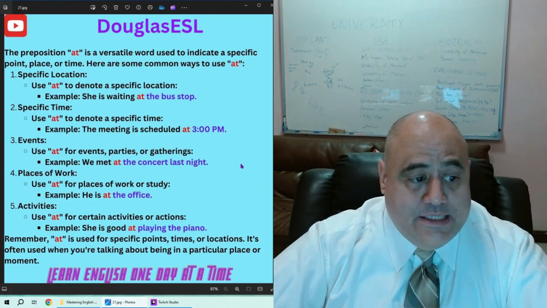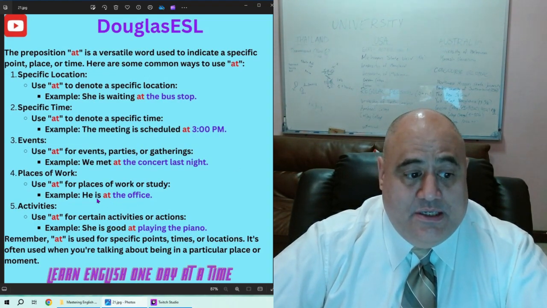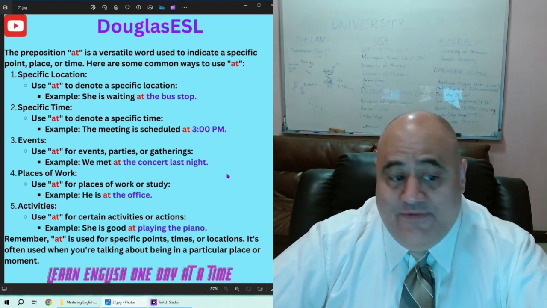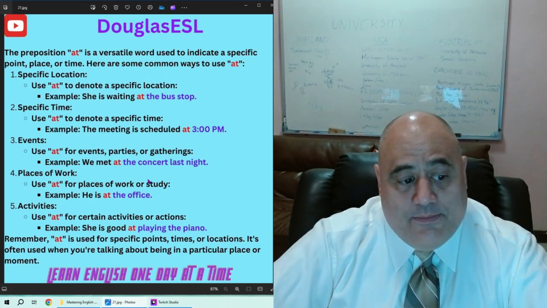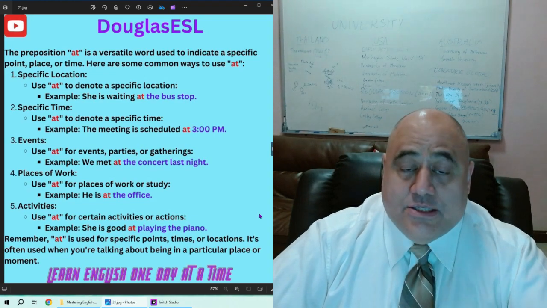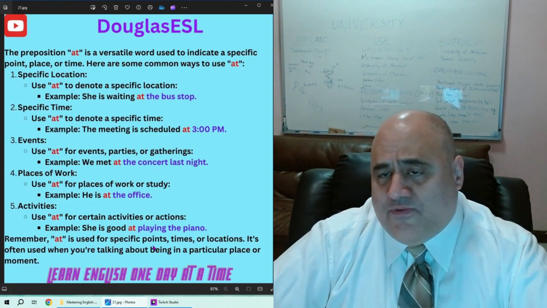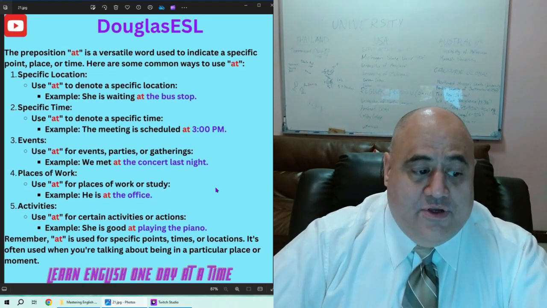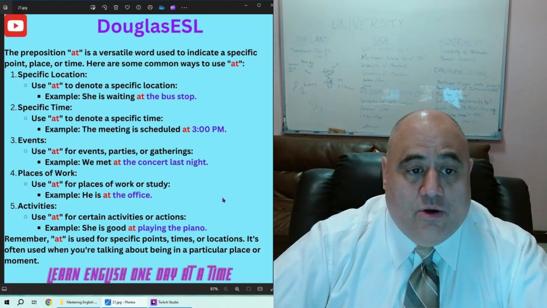Number four, places of work. He is at the office. He is at the office right now working. Activities. At for certain activities or actions. Example, she is good at playing the piano. He is good at playing guitar. At is used for specific points, times, or locations. It's often used when you're talking about being in a particular place or moment.